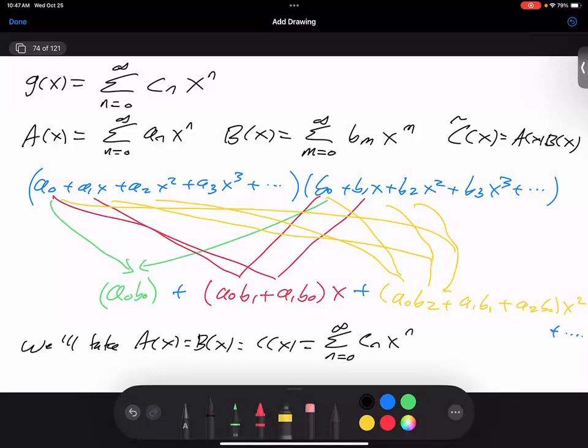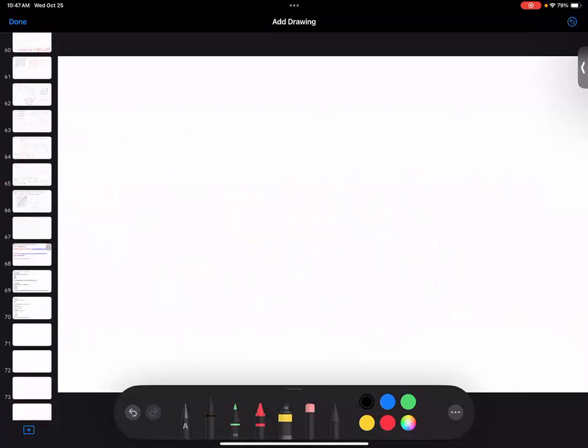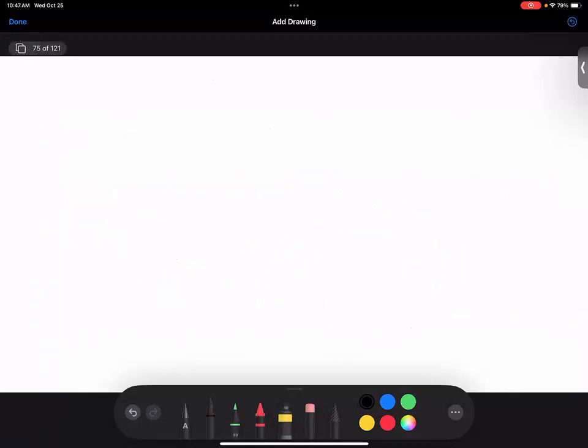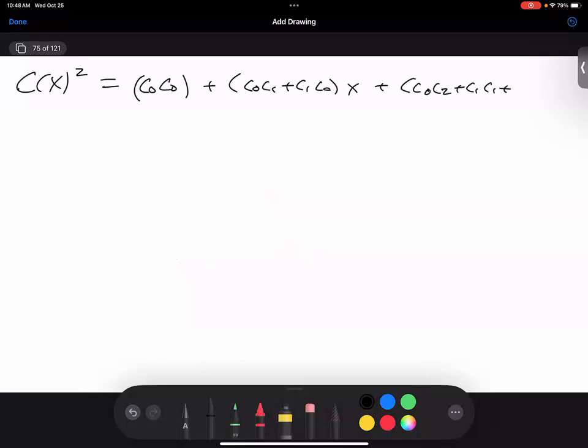Now, this expression looks very similar to what we had before. So now what we get is C of x squared is, all the A's and B's are C. So it's just going to be C0 times C0 plus C0 C1 plus C1 C0 times x plus C0 C2 plus C1 C1 plus C2 C0 times x squared plus dot, dot, dot. Does everyone agree that that's what we get when we square C of x?